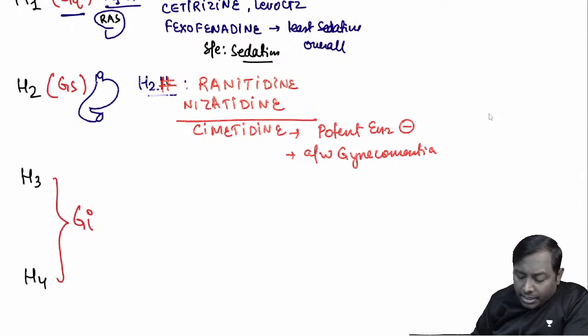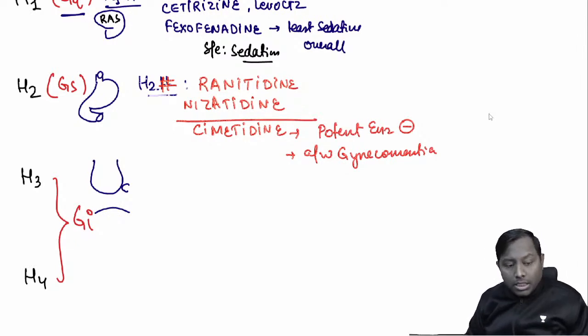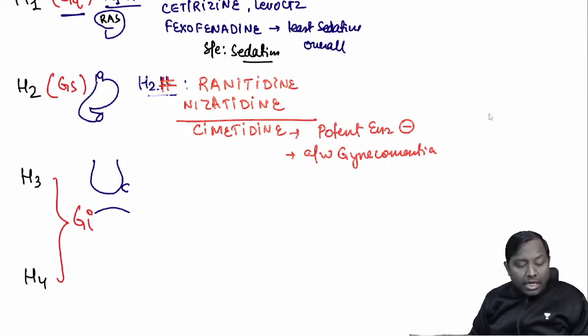H3 is mainly an autoreceptor. In fact, H3 and H4 both are present presynaptically. They are autoreceptors. When we give an H3 agonist, what will be the outcome, guys? Anyone can give me an idea? If we give an H3 agonist, there will be a decrease in the histamine release, because whenever an autoreceptor is getting stimulated, it will always self-inhibit the release. They will inhibit the release of histamine.